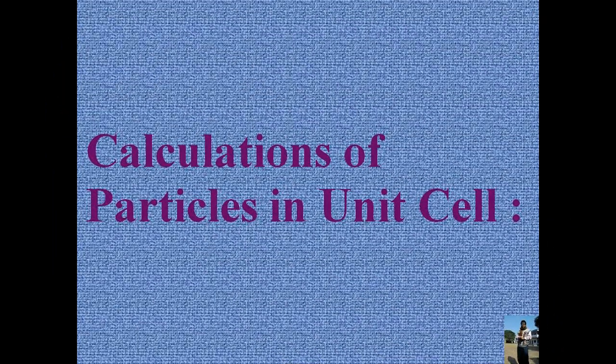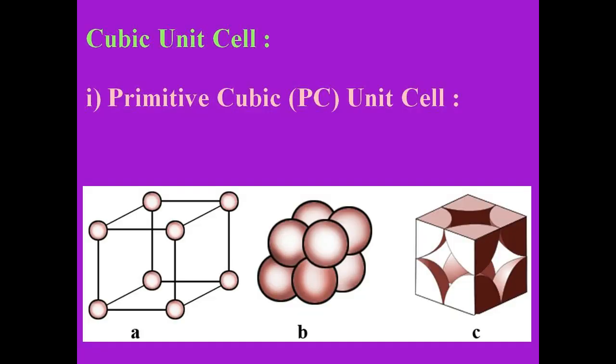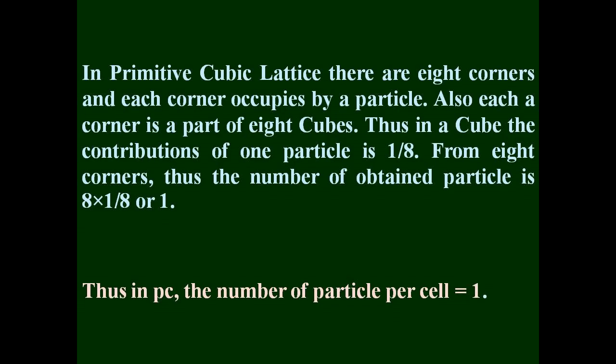Now we have to calculate the number of particles in a unit cell. Remember that we have restricted our calculations to cubic lattices only. Firstly, the primitive cubic cell, PC. In the picture, A is called open structure, B is called space filling structure and C is the actual positions of particles in the unit cell.